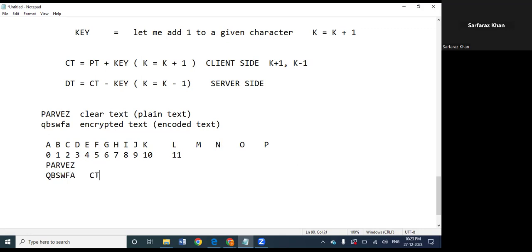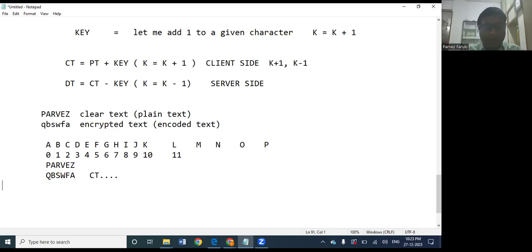Okay, so this is your cipher text. Now we want to come back to the plain text from the cipher text. So what will you do? Q will be replaced by P, B will be replaced by A, S will be replaced by R, W will be replaced by V, F by E, and A by Z. So you get your plain text. Are you with me?